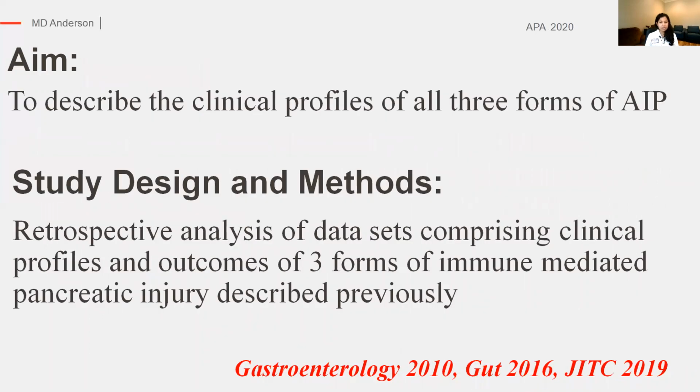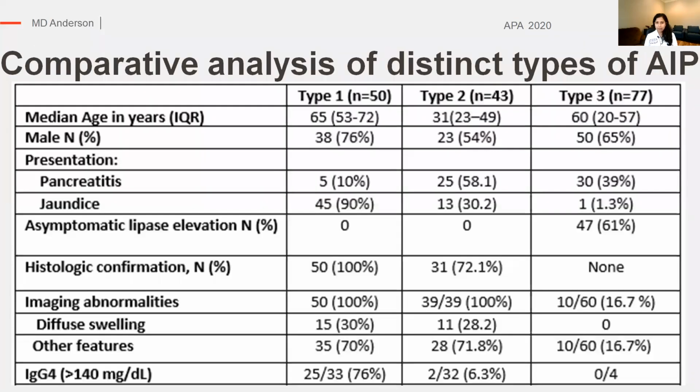Our study aims to describe the clinical profiles of all three forms of AIP by a retrospective analysis of data sets comprising the clinical profiles and outcomes of the three forms of immune-mediated pancreatic injury as described by us previously. Our sample comprised 50, 43, and 77 patients with types 1, 2, and 3 AIP respectively. The median age of patients with type 1 and 3 is noted to be higher than that of type 2. We found no difference in the proportion of males among the three types.